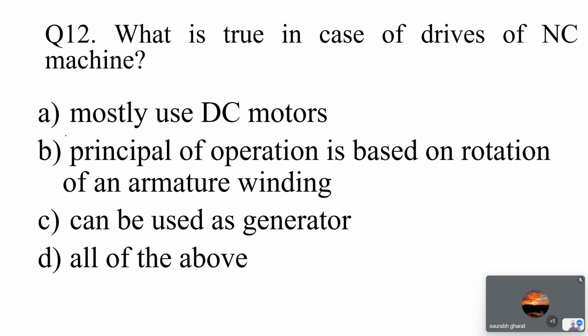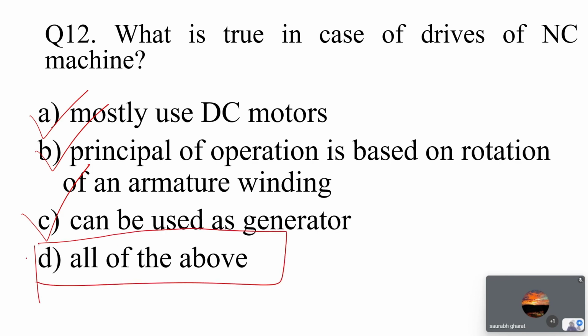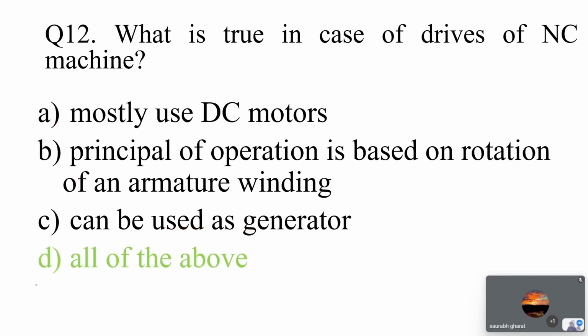Mostly uses DC motors is the correct option. Principle of operation is based on rotation of an armature winding is correct. Can be used as a generator, okay, by reversing. So you know all these facts, so all of the above will be the correct answer. Please mention it in the slides also. So all of the above is the correct answer.